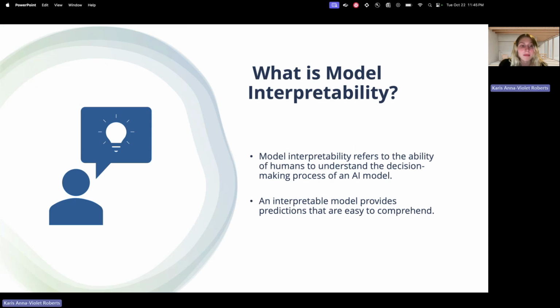What is it? Model interpretability is the ability of a human to understand the decision-making process of an AI model. An interpretable model provides predictions that are easy to comprehend.